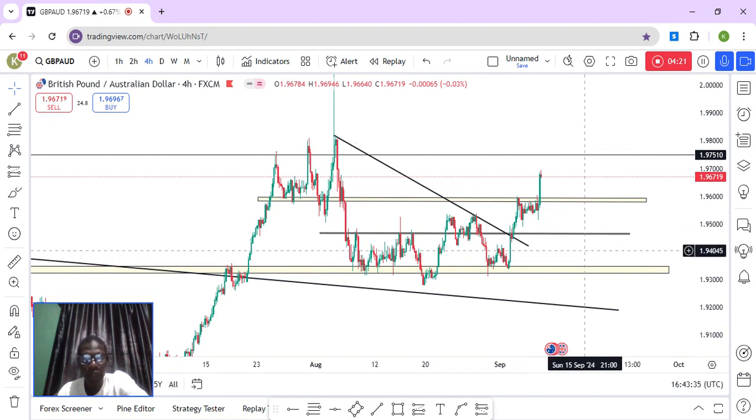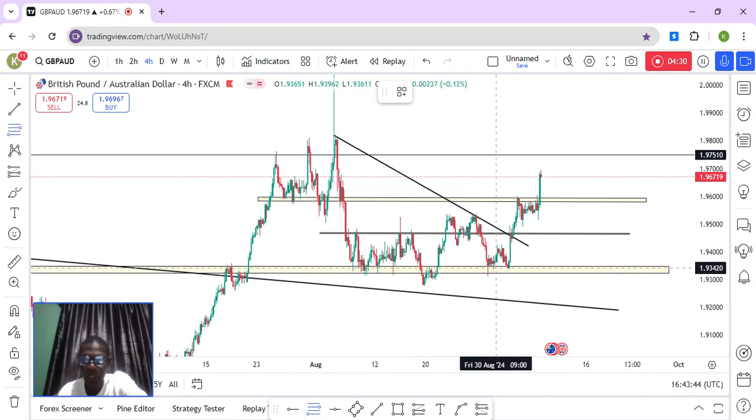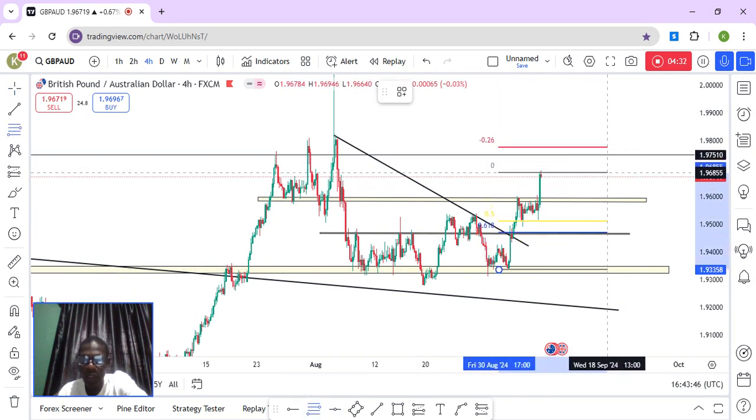And what I would just love the market to do is to come back to this demand level here to fulfill it. And if I point my Fibonacci level from swing high to swing low, as you guys can see, it is right on the 0.618 level. You guys know how powerful the 0.618 level is, so I will just be watching it closely.